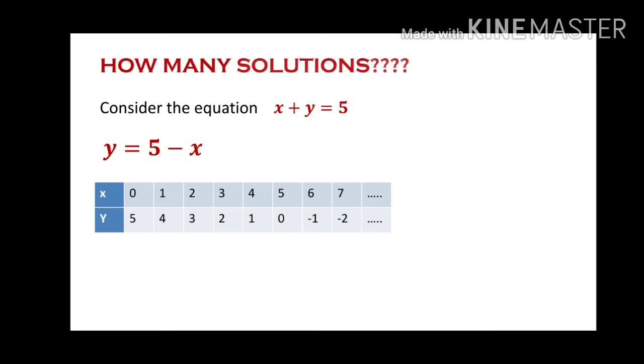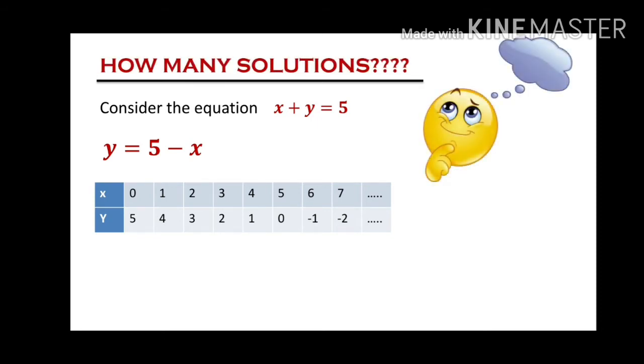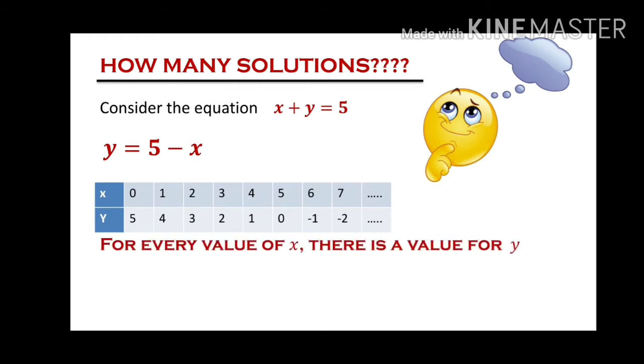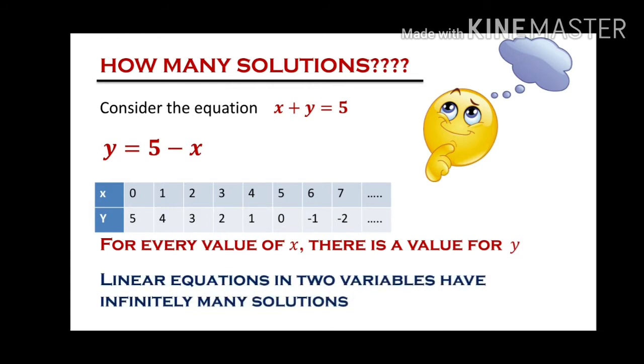So now the question arises, how many solutions will we get like this? As we know, for every value of x, there is a value of y. So we can say that linear equations in two variables have infinitely many solutions. For every x there will be a y. So you keep on putting values for x, and you will be getting a value for y. So there are infinitely many solutions.